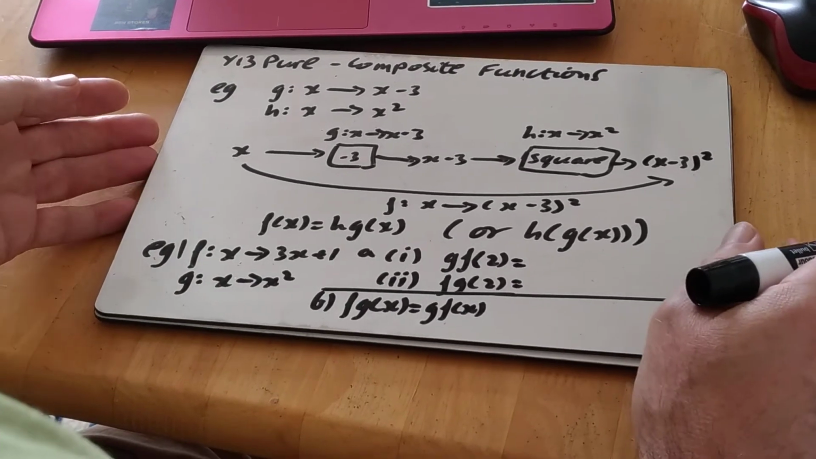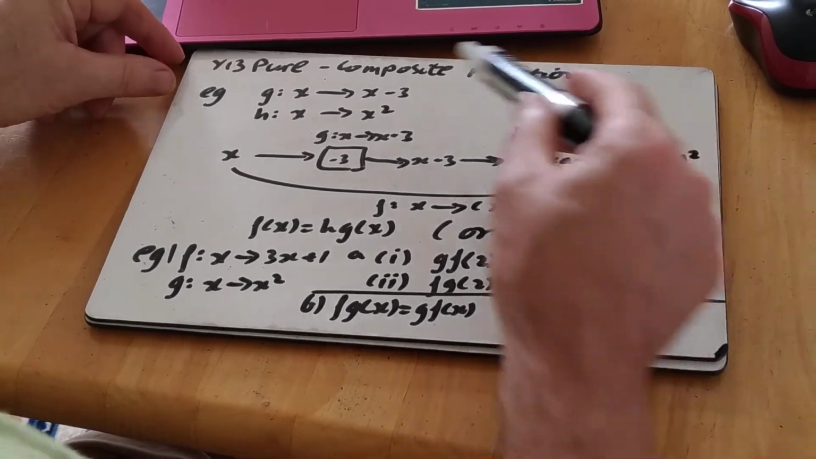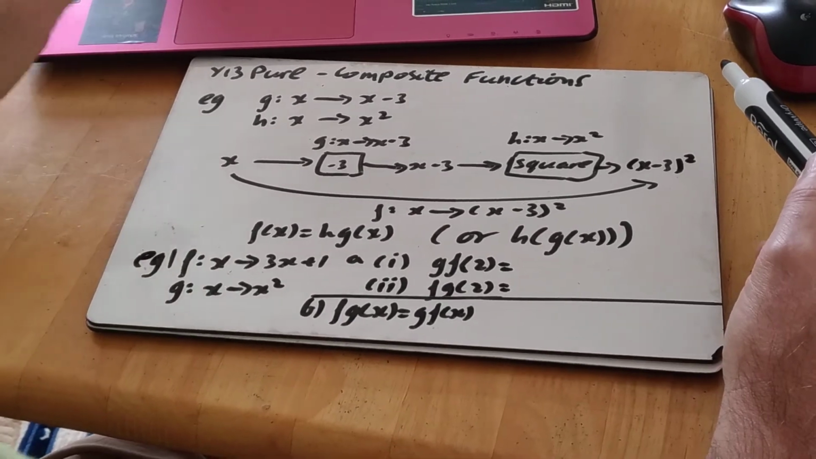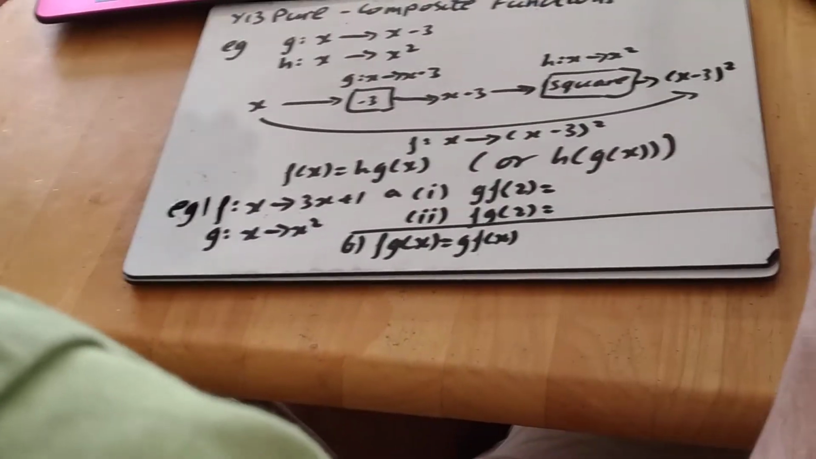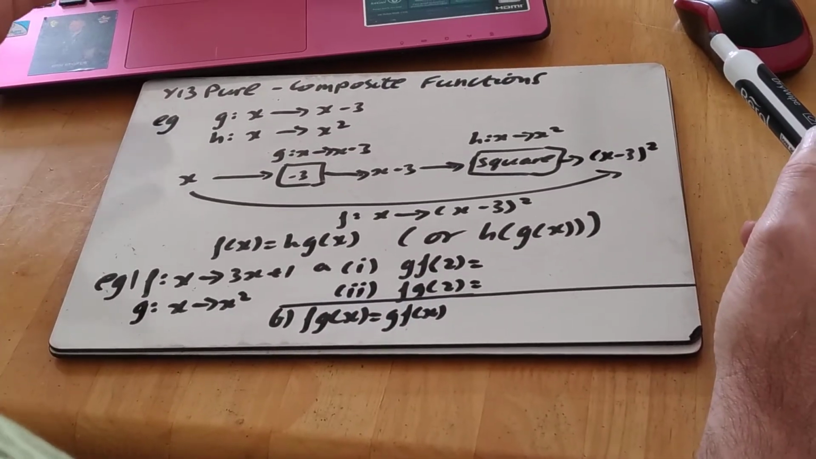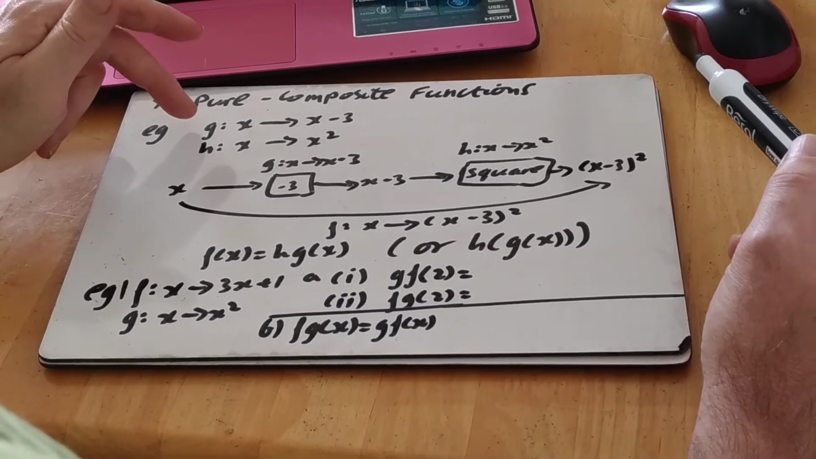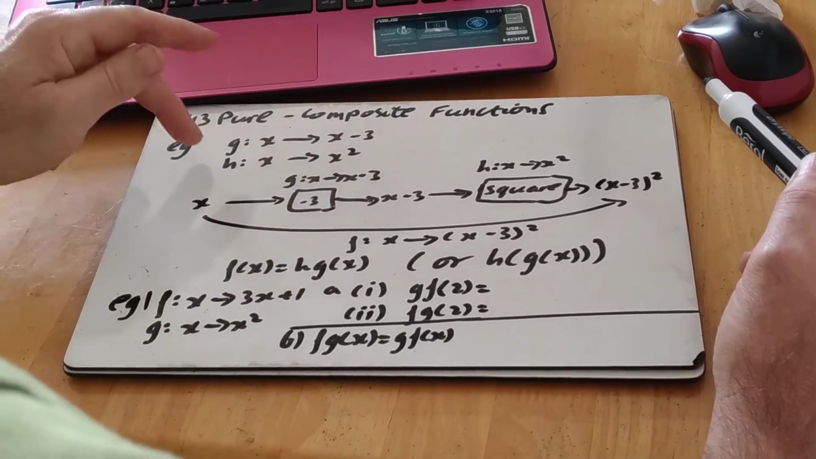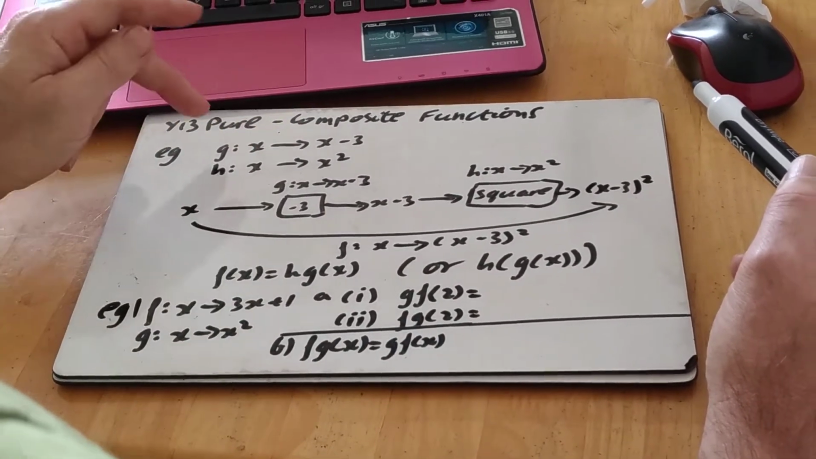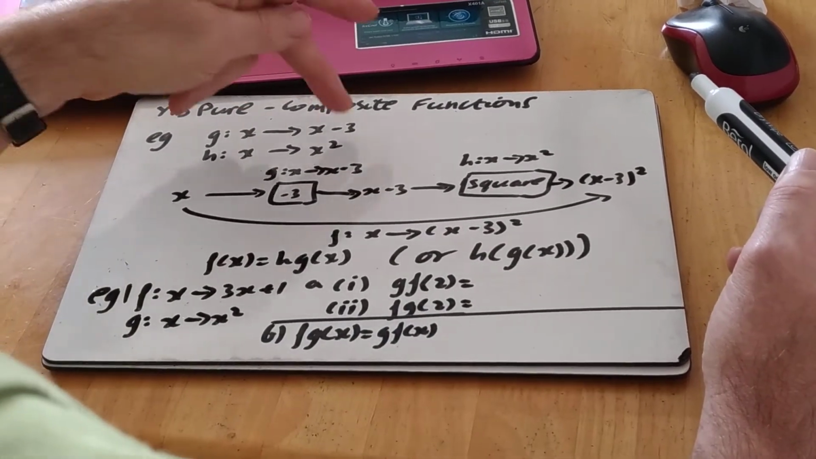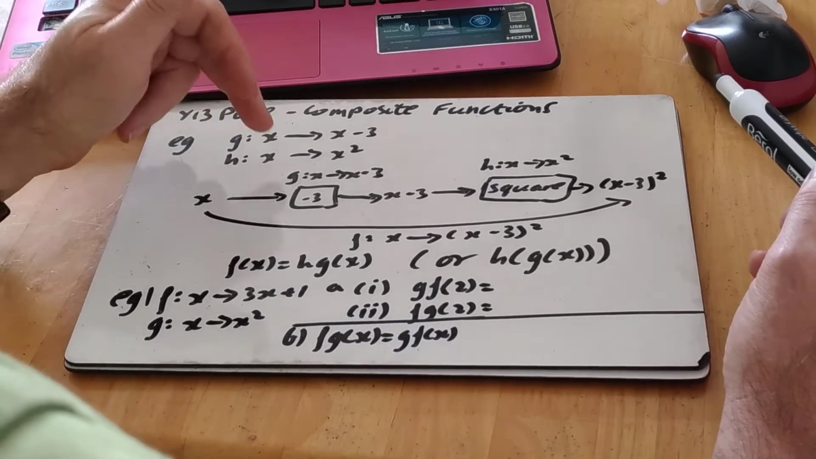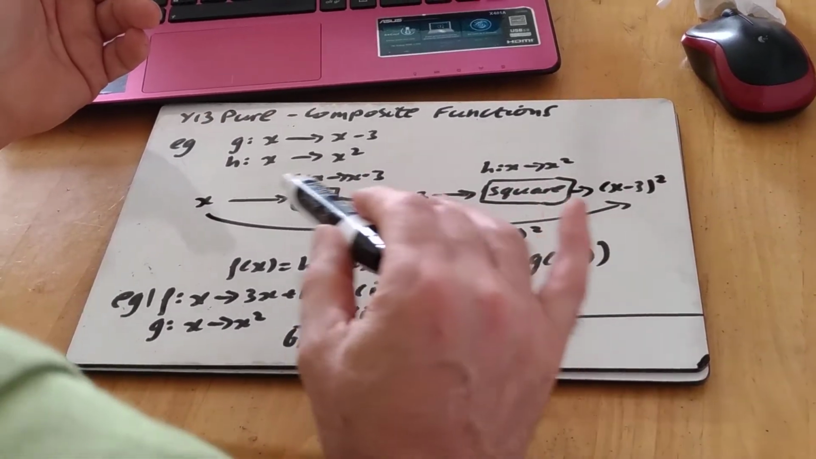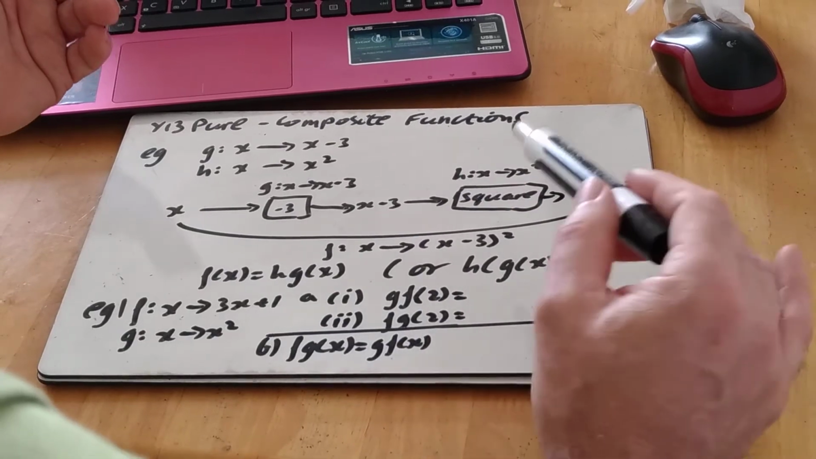Okay, today we're going to be looking at, from our Year 13 pure, what is called composite functions, when we're looking at how functions work and combine them in several different ways. So, for example, if I've got two different functions, g and h, g is such that x goes to x minus 3, h such that x goes to x squared. In words, what is g doing? It's just subtracting 3. What is h doing? It's squaring it. Now, depending on which way around we do things, we get different functions.